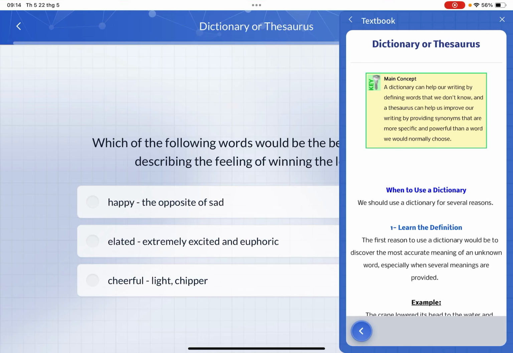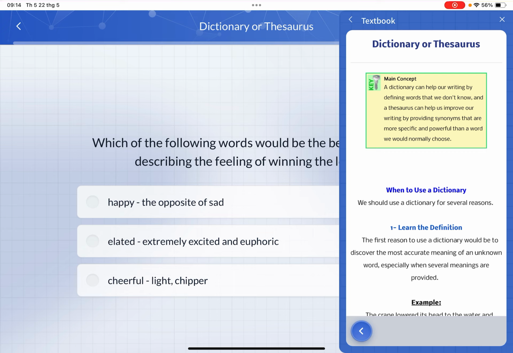Have you ever read something and there's a word that you don't quite understand? Or in your writing, you don't quite use the right word to fit in your paragraph? Well, a dictionary and a thesaurus help us with that.